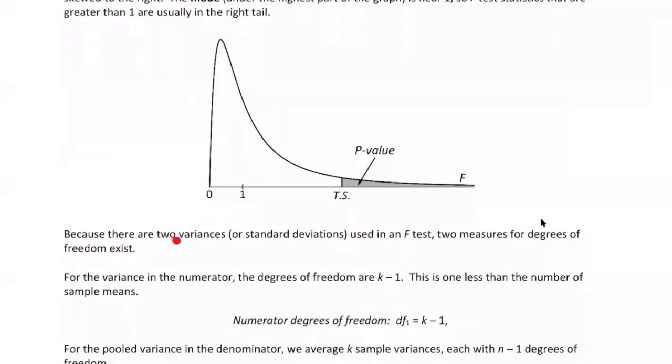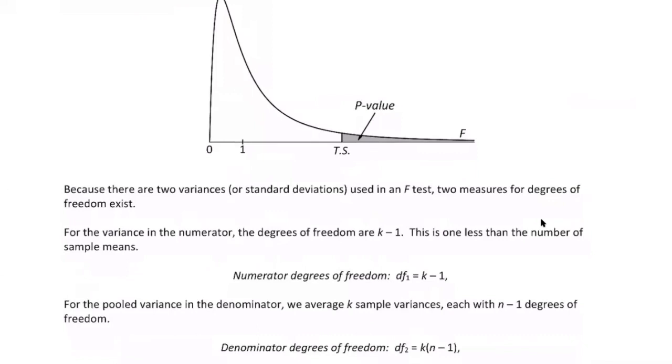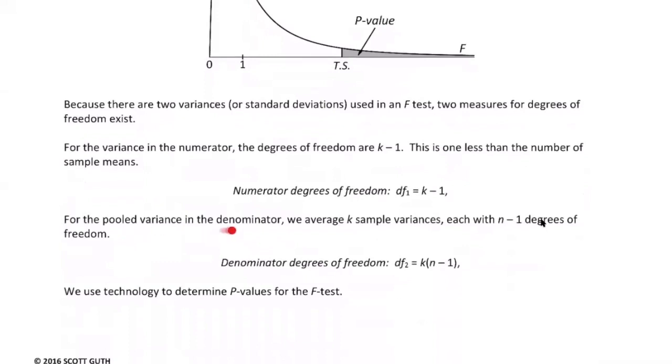Because there are two variances or standard deviations used in an F test, two measures for degrees of freedom exist. For the variance in the numerator, the degrees of freedom are k minus 1. This is 1 less than the number of sample means. So you're just doing a standard deviation of the sample means. There are k of them, so there are k minus 1 degrees of freedom. For the pooled variance in the denominator, we averaged k sample variances, each with n minus 1 degrees of freedom. So the denominator altogether, you have k times n minus 1 degrees of freedom. And we use technology for the p-values for the F test.